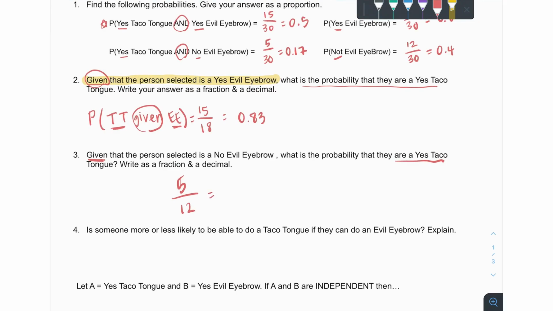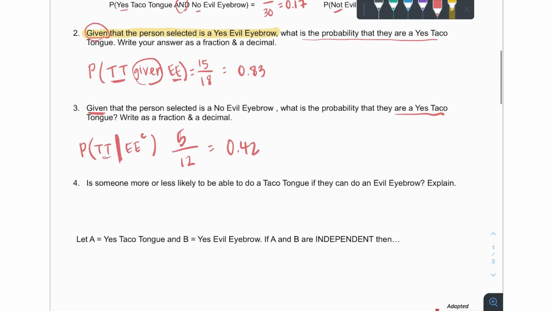And if I do my calculations, 5 out of 12 is 0.42 if I round it. Right, and the way we would write that, probability of taco tongue given, I'll use that symbol this time, and we said that they could not do an evil eyebrow. So remember the C means not, so taco tongue given not evil eyebrow. That's how that would be written.